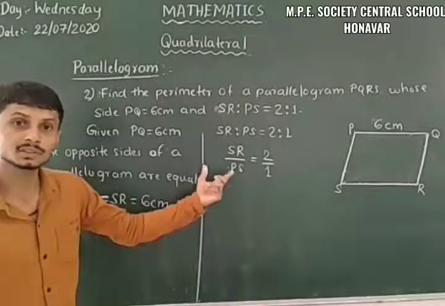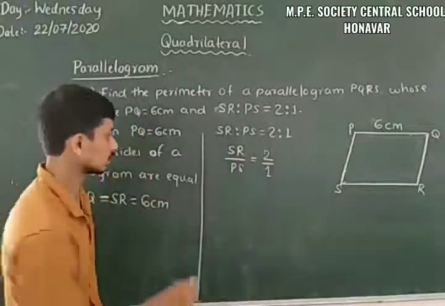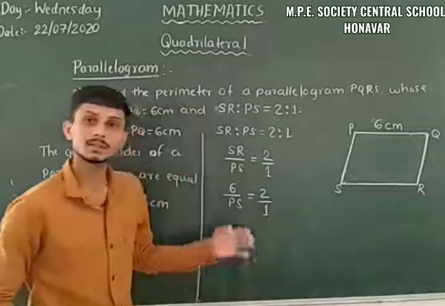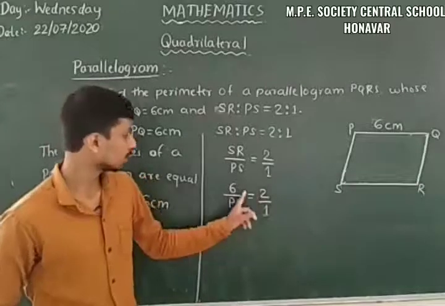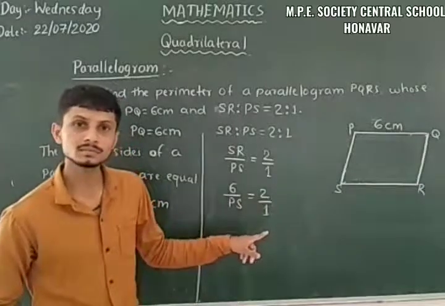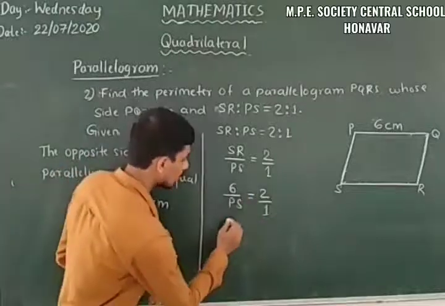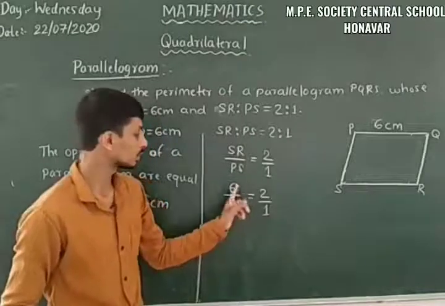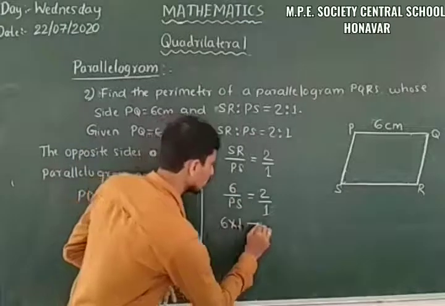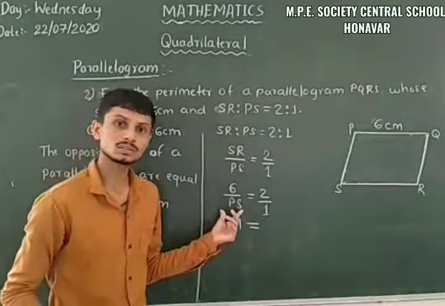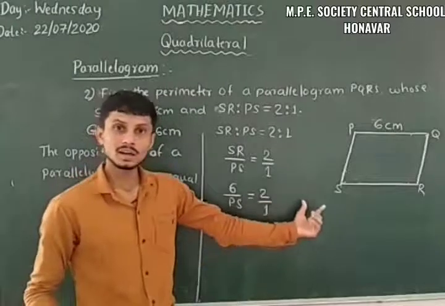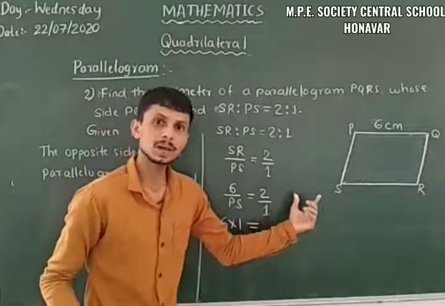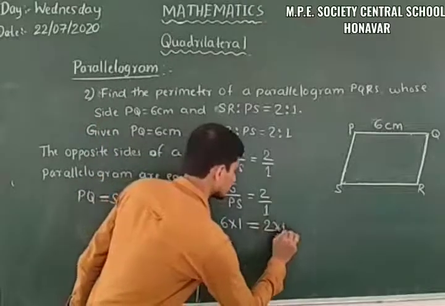Just insert the value of SR is equal to 6 centimeter into this equation. That means 6 by PS is equal to 2/1. After that we have to make the cross multiplication. So here 6 into 1. The 1 is in the denominator, and after transposing it will go to the numerator. Also we take PS to the RHS side; it is in the denominator, and after transposing it will go to the numerator. That is 2 into PS.